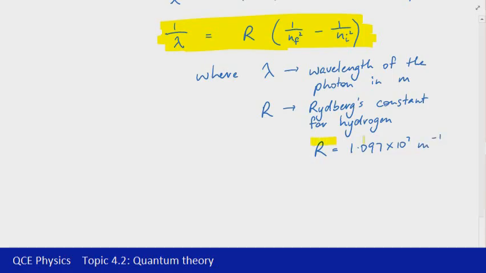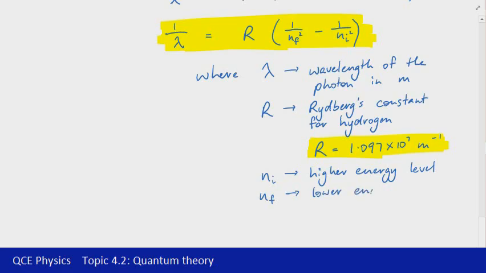That is given in the data booklet, so that's a constant that you don't need to memorize. It's one that you can look up. Note that for other elements, they would have different values for R, so we can only use this value for hydrogen. And as I mentioned, Ni is the higher energy level, and Nf is the lower energy level. So as I said, we'll go through and apply this calculation to other energy levels for hydrogen, and we'll identify the wavelengths of light that are in the visible spectrum, which are specific to hydrogen.